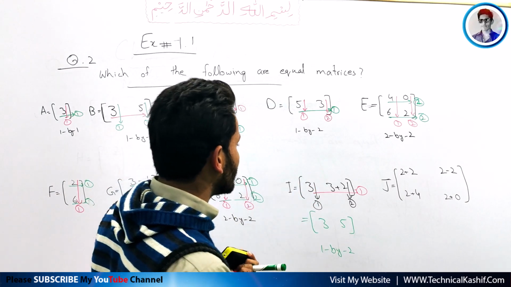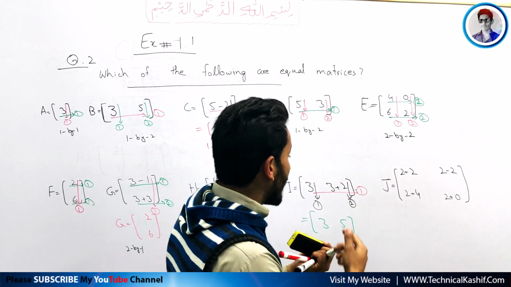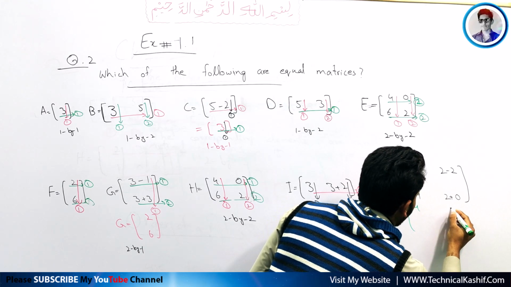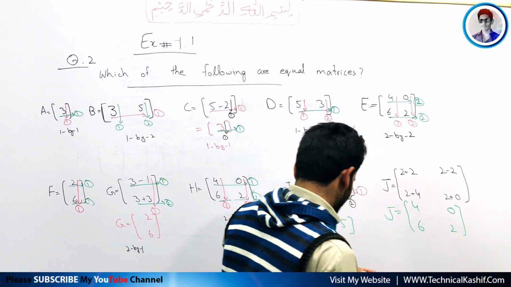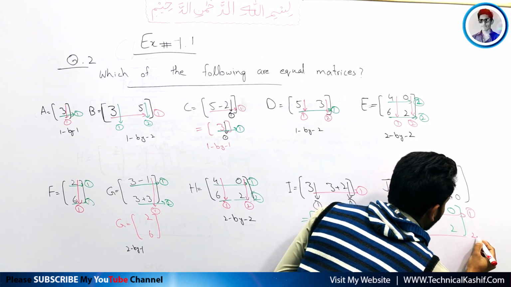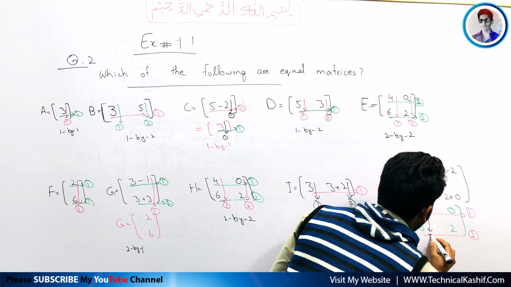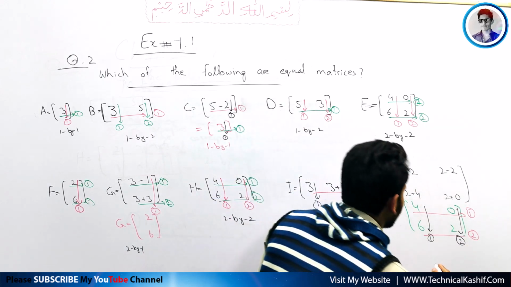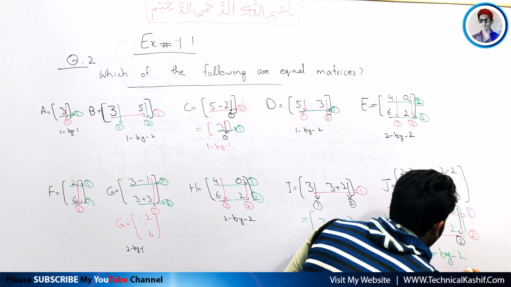See the last one, J. 2 plus 2 is 4. We can simplify this matrix by adding these entries. J is equal to 2 plus 2, 4, 2 minus 2, 0, 2 plus 4, 6, and 2 plus 0, 2. The number of rows in this matrix is row 1 and row 2. The number of columns is column 1 and column 2. So the order of this matrix is 2 by 2.